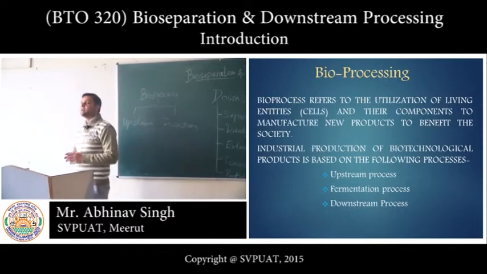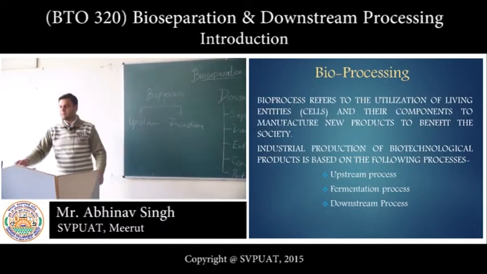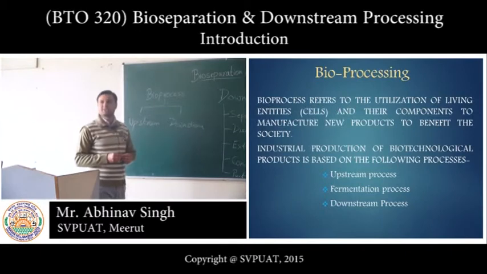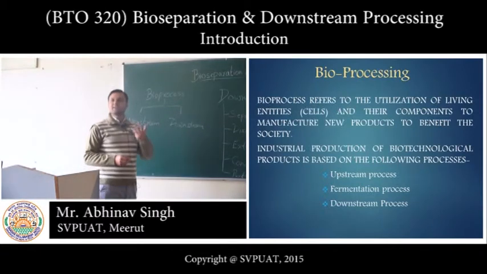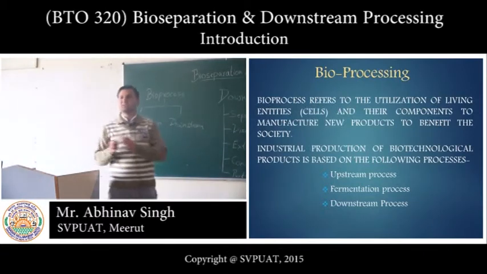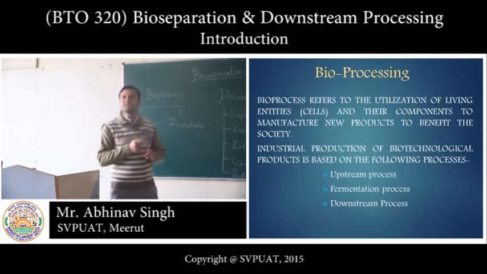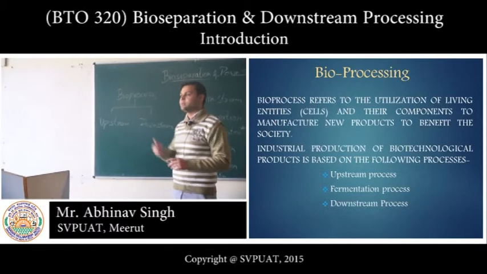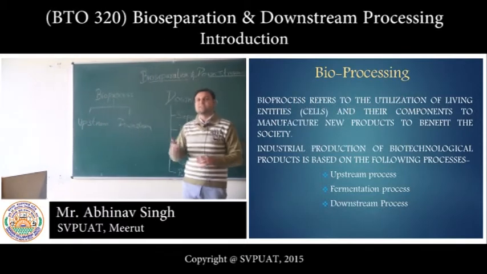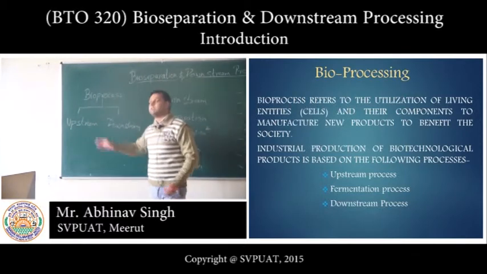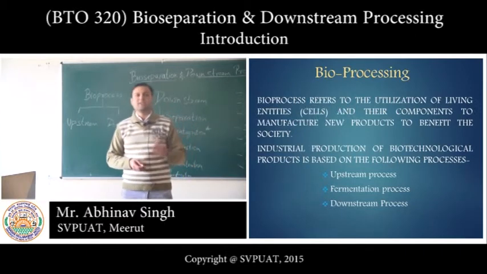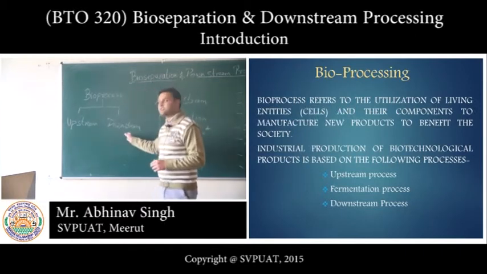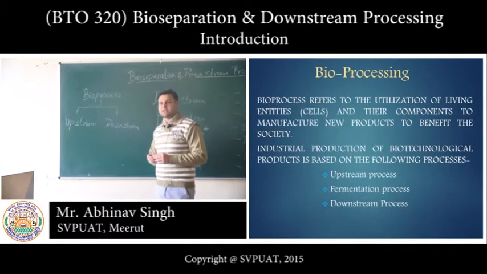Next, how are we going to produce these products? With the help of the bioprocess. Bioprocess basically has three main disciplines. First of all is upstream processing. What is upstream processing? We are going to discuss it in short. Next comes the fermentation. Fermentation is already a part of upstream processing. The third one will be downstream processing, which is our main objective in this lecture.